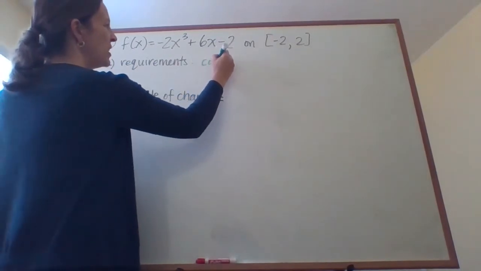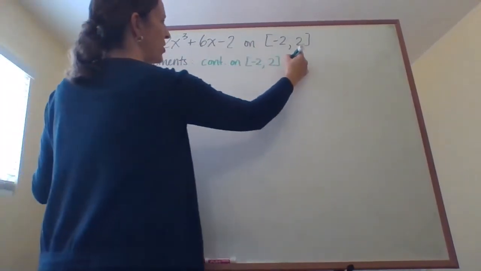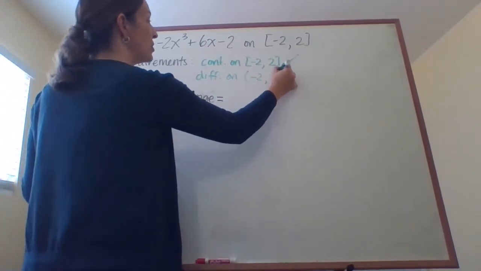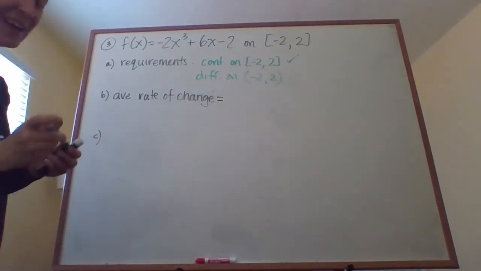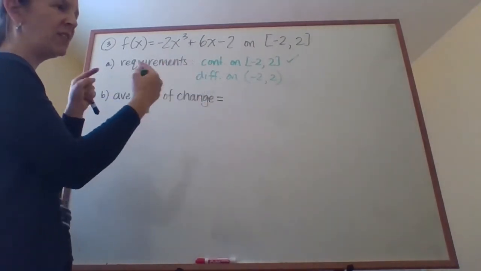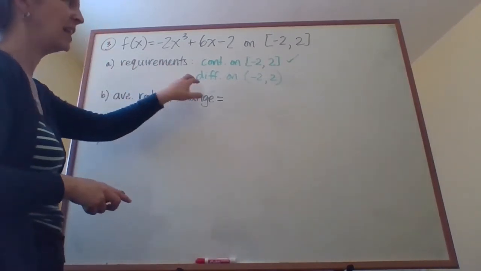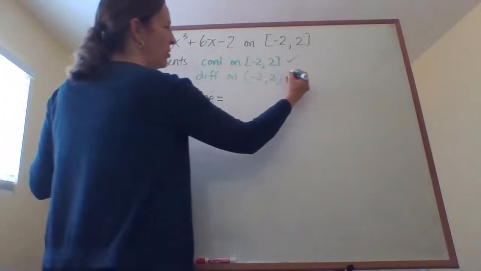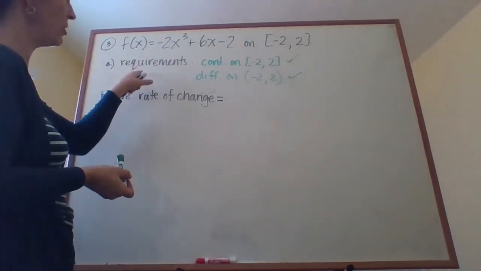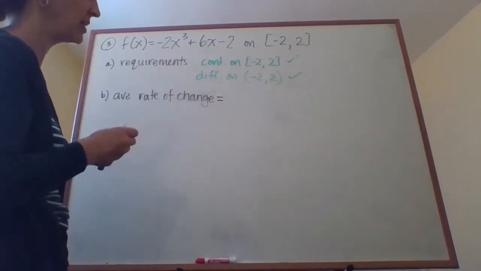The requirements would be that it is continuous on the closed interval, negative 2 to 2. Yep, that's a polynomial, that's a continuous function, and also that it's differentiable on the open interval. Technically speaking, you can't be differentiable at the endpoints because remember the derivative is the limit from both sides, and so if you're at an endpoint, you don't have that other side. That's a minor technicality, but it is differentiable. Okay, I can take the derivative of this, and because it's a polynomial, it's a continuous function. So here in part A, I was looking for you to tell me you knew that it needed to be both continuous and differentiable, and that that was true.